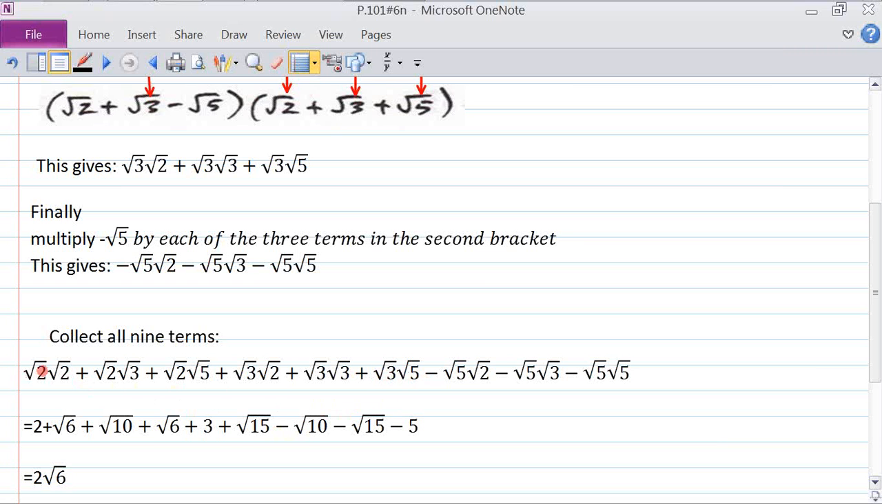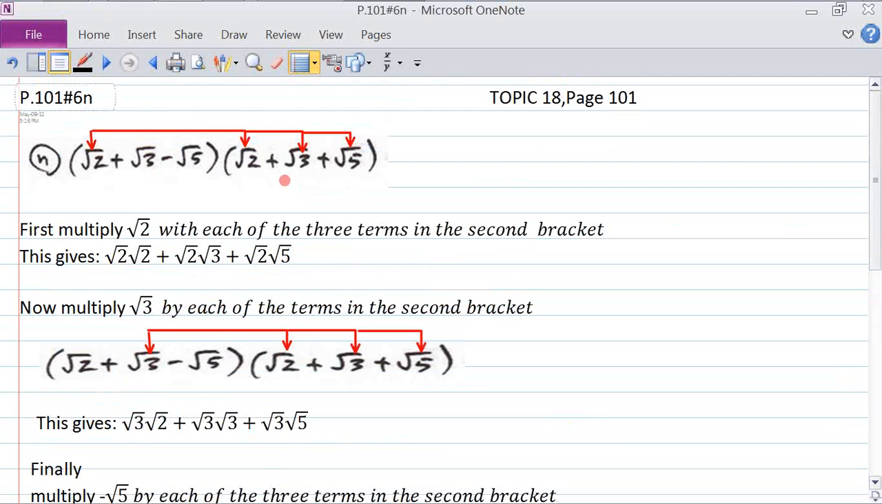So you can see here the root 2 and the root 2 changes to root 3 and root 3. And finally, the last term is going to be all negatives because you're multiplying by minus root 5. So you're going to multiply minus root 5 times root 2, minus root 5 times root 3, and minus root 5 times root 5. So we have this over here.